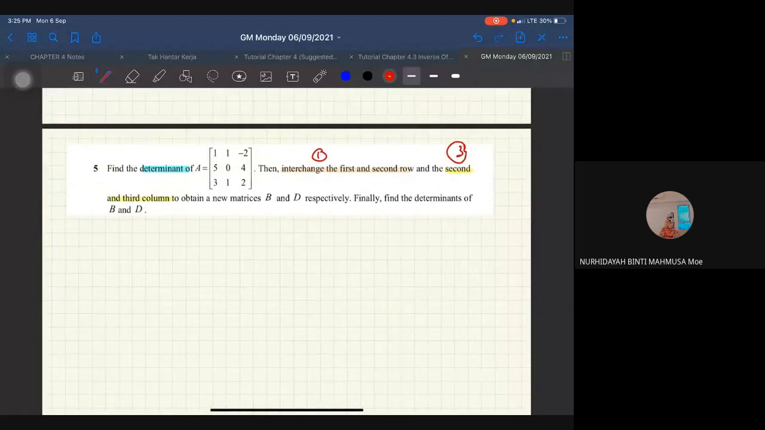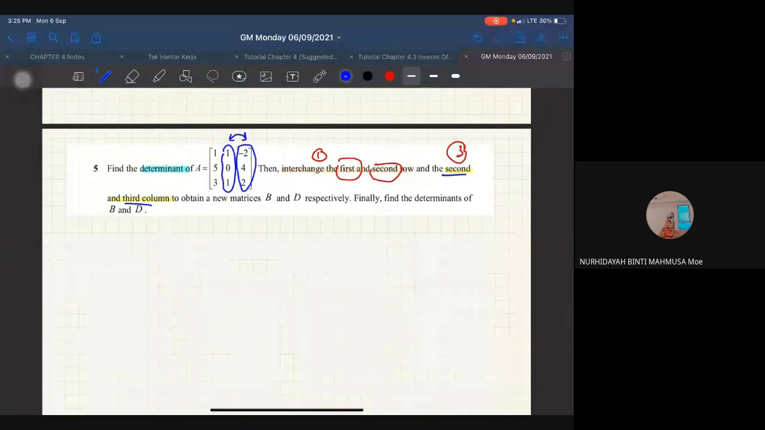Okay, so maksud interchange ni adalah awak just tukarkan sahaja kedudukan dia. So kat sini kan dia cakap first and second row. So maksudnya awak tukarkan sahaja kedudukan first row dengan second row ni. So maksudnya row 1 akan jadi row 2, row 2 akan jadi row 1. Itu sahaja. Okay, and then for the second and third column pun sama juga. So second column you have over here, you tukarkan sahaja kedudukan dia dengan third column. So second column akan jadi third column, third column akan jadi second column.